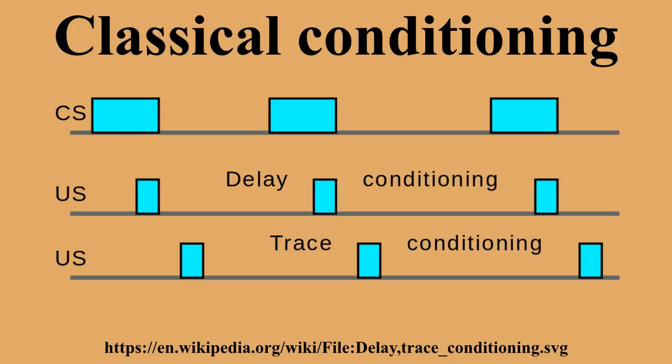Recovery from extinction. Several procedures lead to the recovery of an extinguished CR. The following examples assume that the CS has first been conditioned and that this has been followed by extinction of the CR as described above. These procedures illustrate that the extinction procedure does not completely eliminate the effect of conditioning. Reacquisition: if the CS is again paired with the US, a CR is again acquired, but this second acquisition usually happens much faster than the first one.